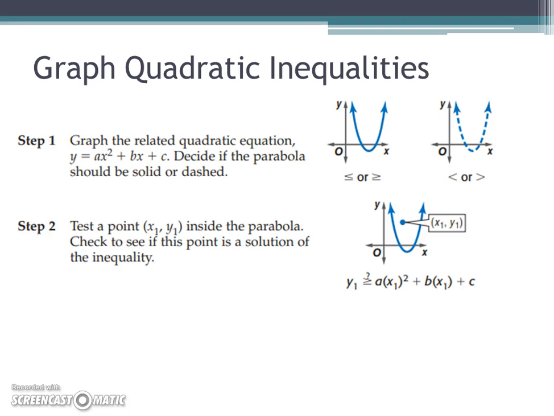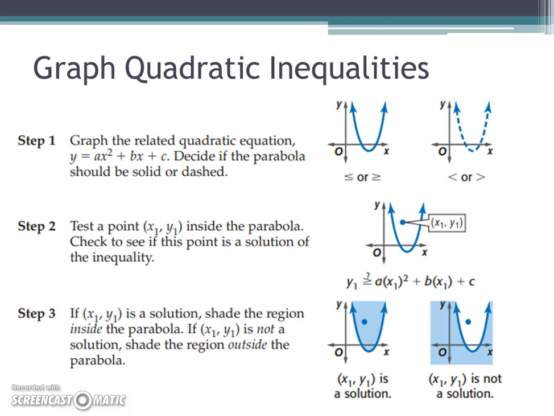Step 2, we're going to test a point (x1, y1) inside of the parabola. We're going to see if this point is a solution of the inequality. If it is a solution to the inequality, then we shade inside. If it is not, we shade outside.